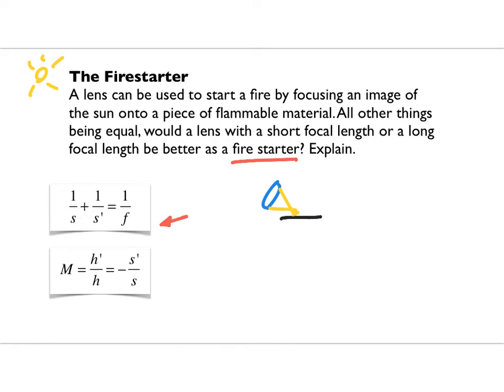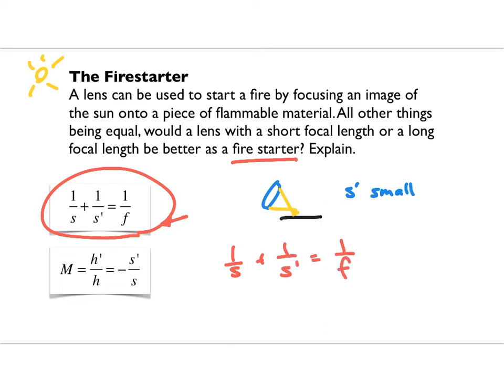I want to have S prime be small because I want the image of the sun small. Because the smaller the image is, the more concentrated the light will be. If I make the image big, the light is spread out. That's not what I want. So I want tiny values of S prime. So now let's look at this top relationship right here: 1 over S plus 1 over S prime is equal to 1 over F. Now first off, let's think about this. S is the object distance. That's the distance to the sun. That's a huge number, and 1 over a huge number is basically 0.